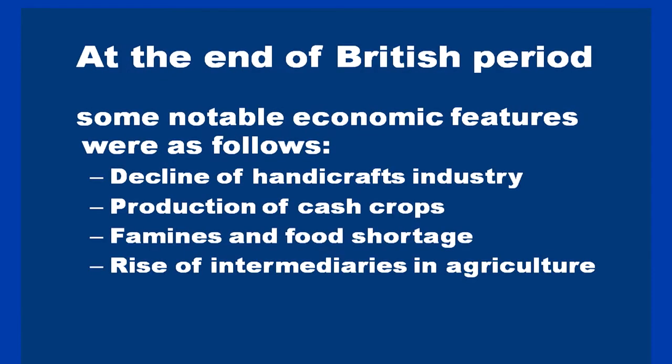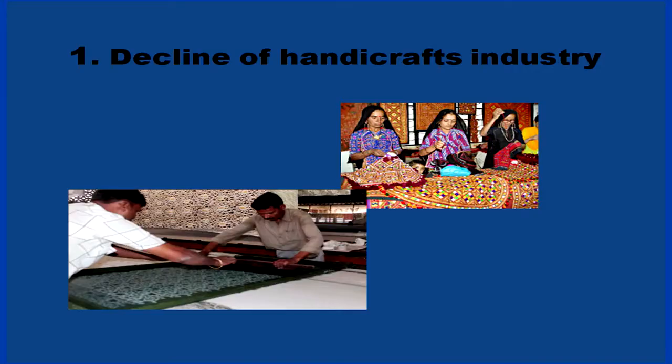Some of the important features of India at the time of independence were the decline of the handicrafts industry, the production of cash crops, famines and food shortage, and the rise of intermediaries in agriculture. First of all, we can understand how far the decline of the handicraft industry affected the Indian economy.